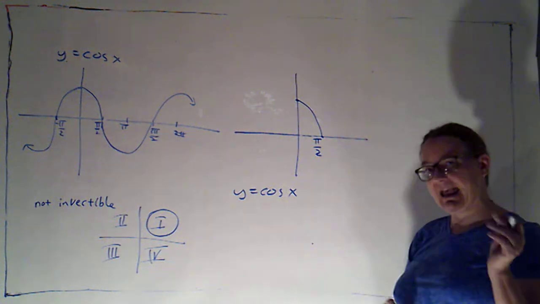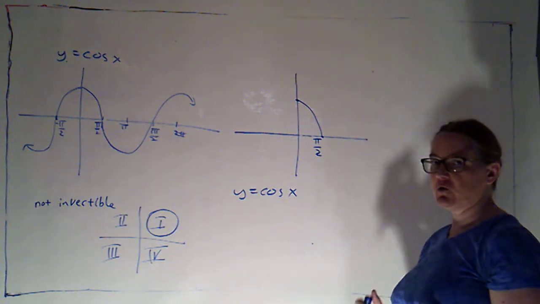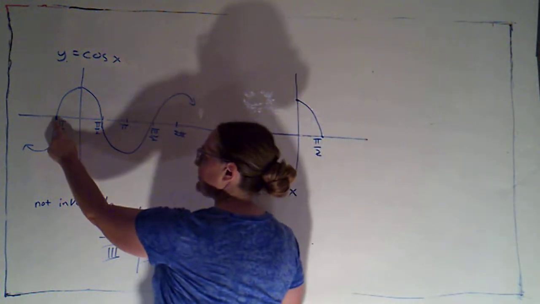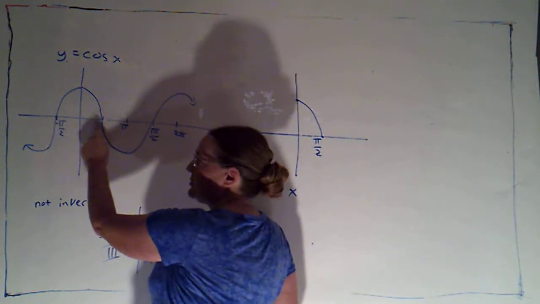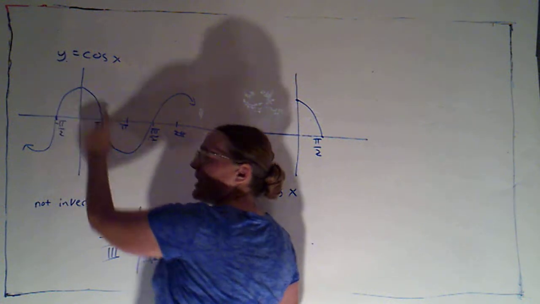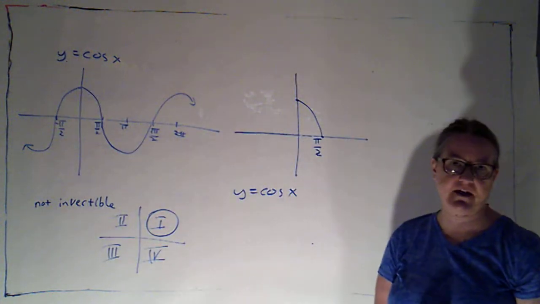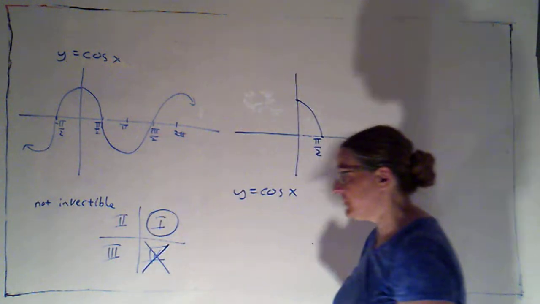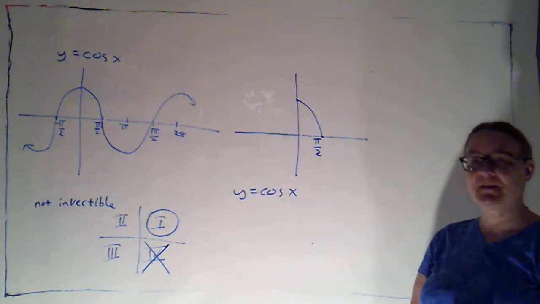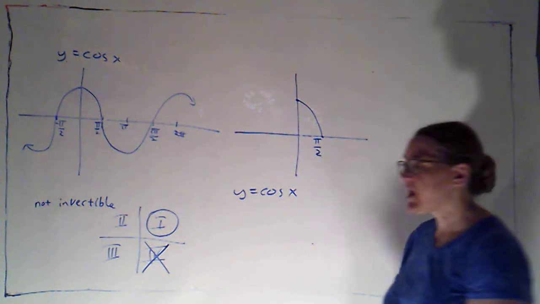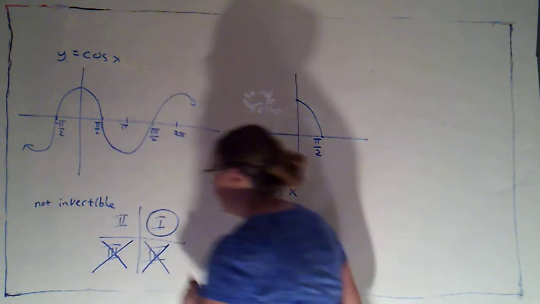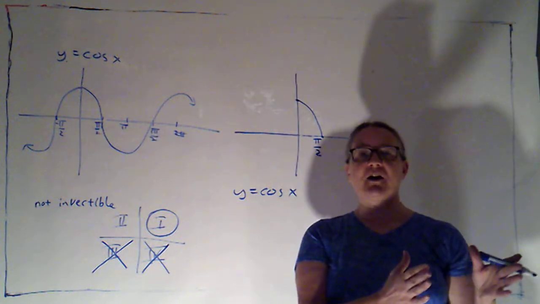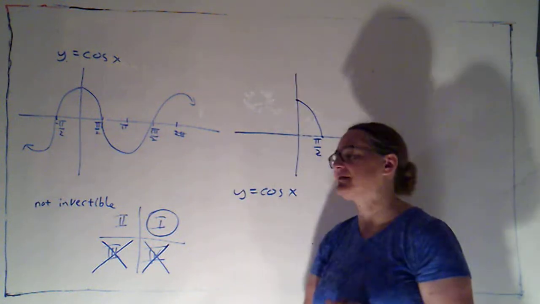I can see I cannot use the same interval that I used for sine when I restricted its domain, because then I went from negative pi over 2 to pi over 2, and that would have me repeating the positive values but never hitting the negative values. So I can't use that. Quadrant 4 is out because cosine repeats its positive values there. Quadrant 3 is out because it's not adjacent to quadrant 1. And if it's not adjacent to quadrant 1, I'm not going to get a connected piece of graph.